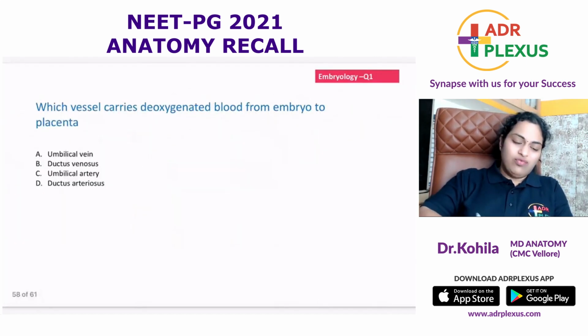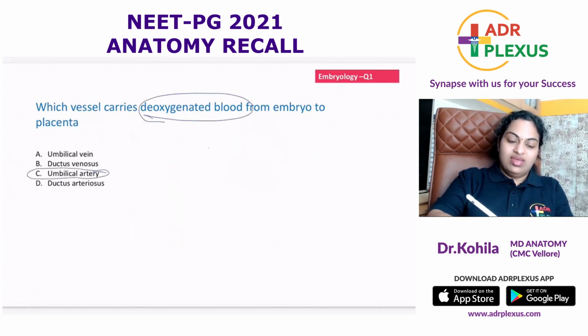Okay, this is another straightforward question. Which vessel carries deoxygenated blood? Yeah, the umbilical artery. Even in the adult, the pulmonary trunk and the pulmonary arteries carry the deoxygenated blood into the lungs, isn't it?